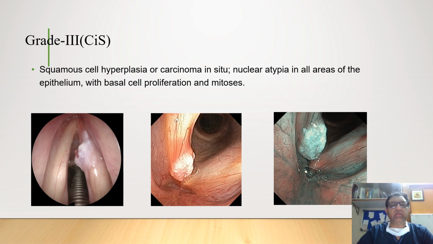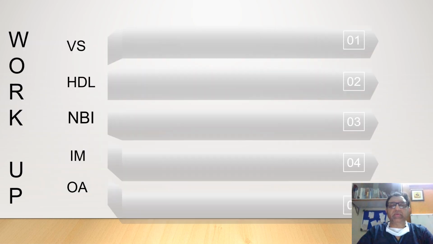And there is grade 3, or the carcinoma in situ, where there is squamous cell hyperplasia and nuclear atypia in all areas of epithelium with basal cell proliferation and mitosis without going deep into the basement membrane.